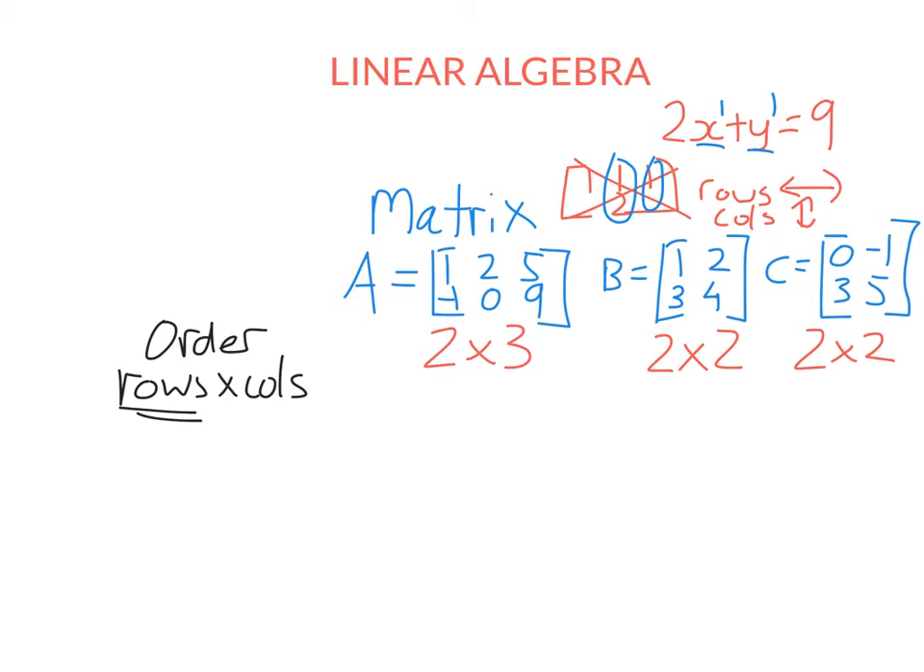Now, if a matrix has the same number of rows as it does columns, we call it a square matrix. So both B and C are examples of a square matrix. A is not, however. It has a different number of rows and columns. It has more columns than rows, okay? So this is a very important definition because there are some things we'll look at that only exist for square matrices. For example, when we look at matrix inverses or the trace of a matrix, we're only interested in square matrices.